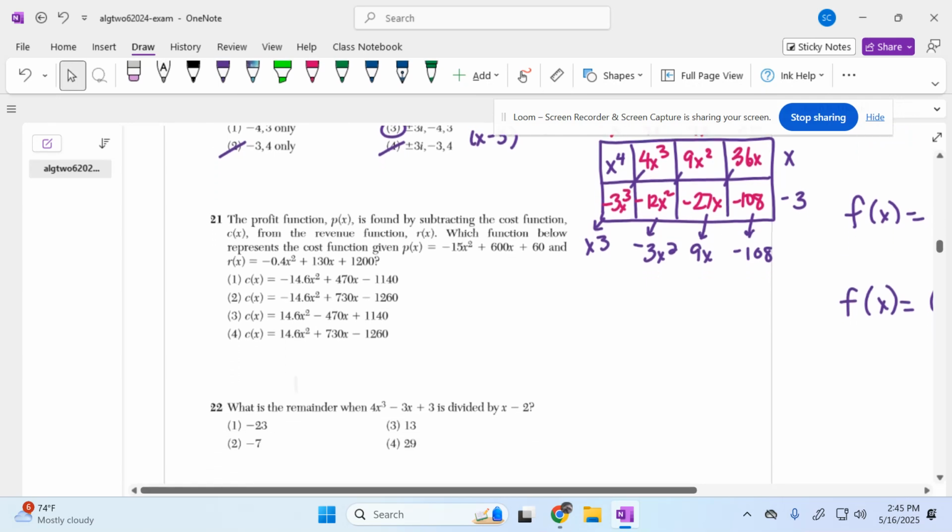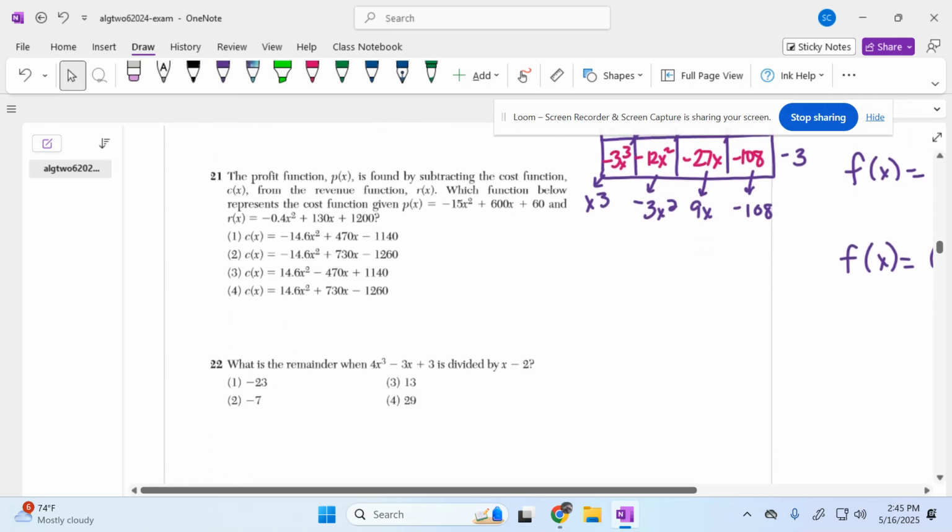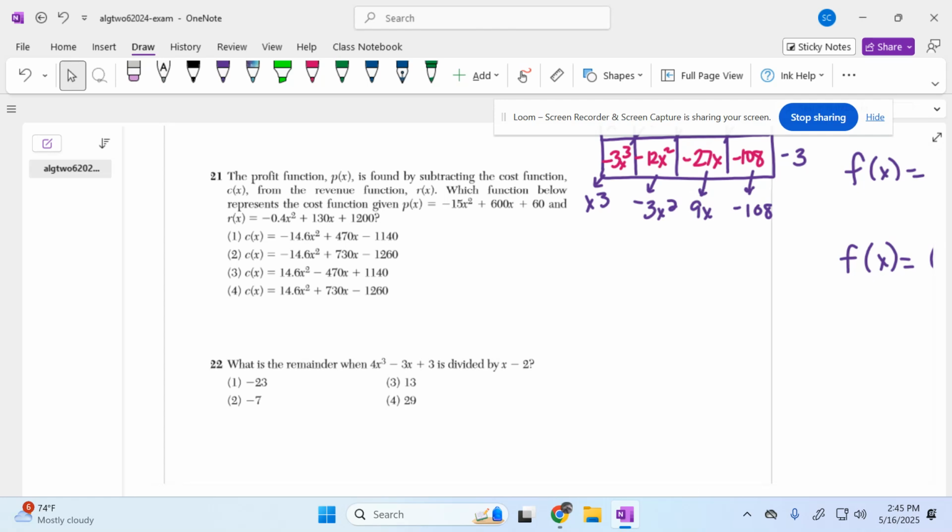The next one gives us an explanation of the profit function. So it says the profit function can be found by subtracting cost from revenue. So we can say the profit function P of x is equal to the revenue function minus the cost function. Remember, subtracted from means it's opposite order. And they want us to determine the cost function. So we can input the functions we're given right now and try and solve, or I can solve for C of x using this notation and then plug in my stuff.